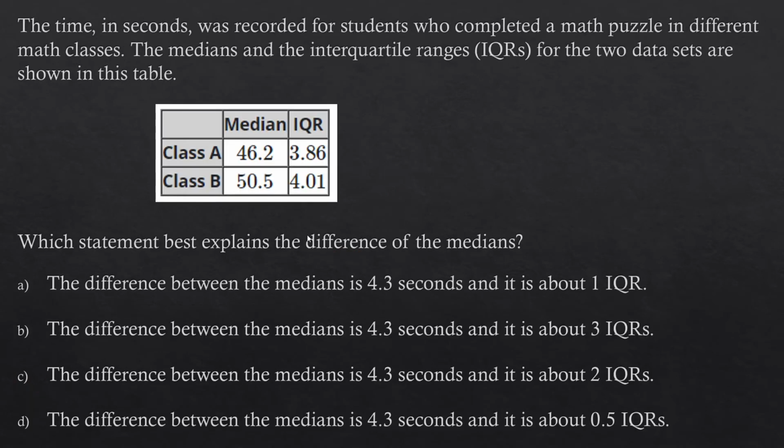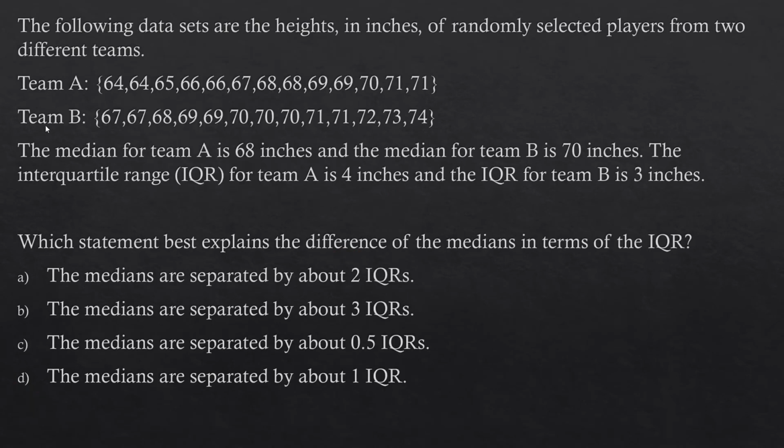Our next question, we have our team A and team B. We have the median for both teams, and then we have the IQR, or interquartile ranges, for both teams. And we want to know which statement best explains the difference in the medians in terms of IQRs. Okay, so first let's subtract them. My median is 70 minus 68, so my medians for team A and team B. When I subtract them, I get 2.